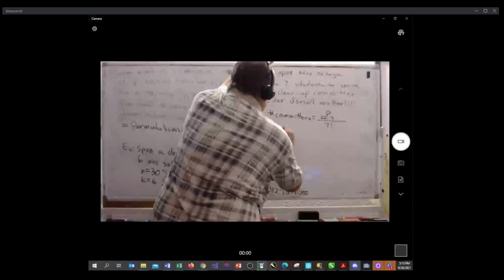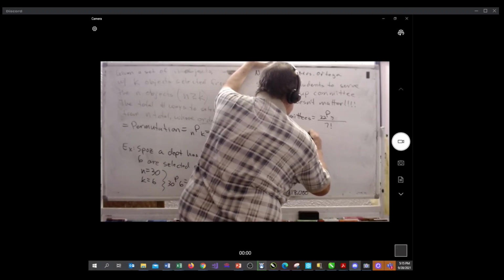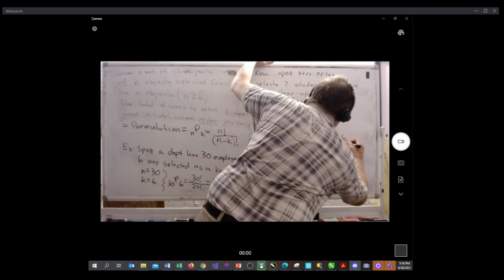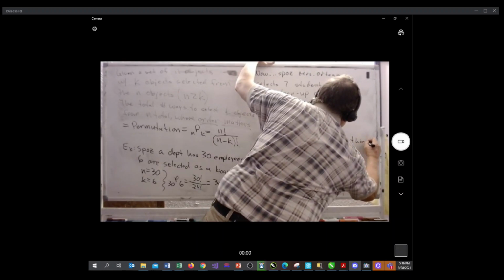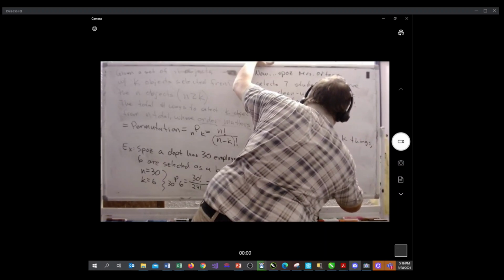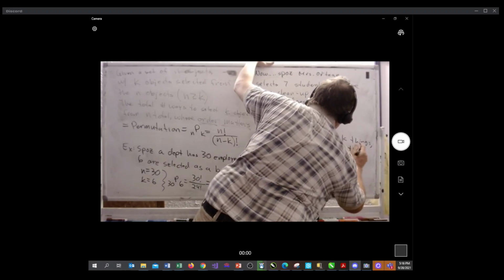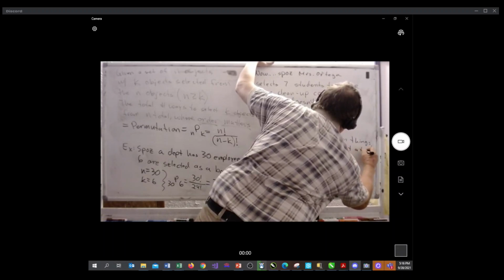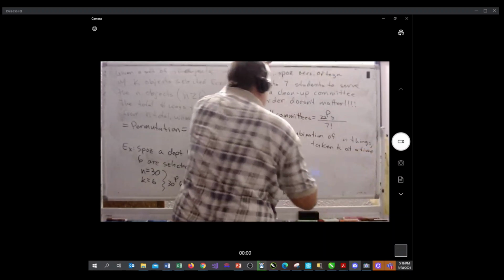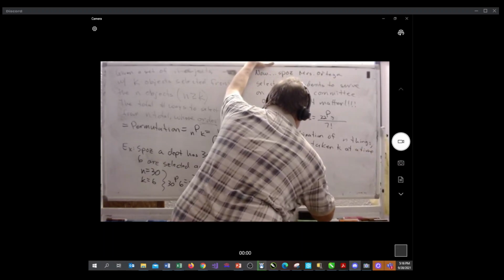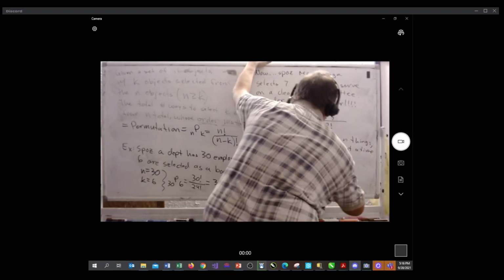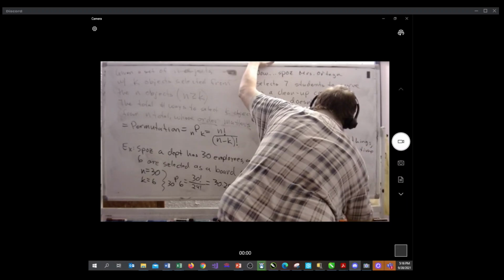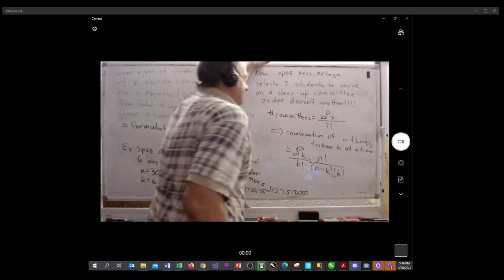This is called a combination of n things taken k at a time. I'm sorry, n things, I'm mixed up. Taken k at a time. And this equals the permutation of n, k divided by k factorial, which also equals n factorial divided by the quantity n minus k factorial, times k factorial. Okay?